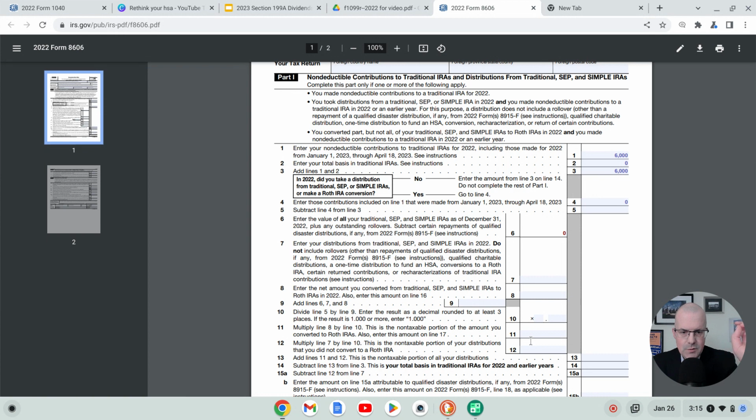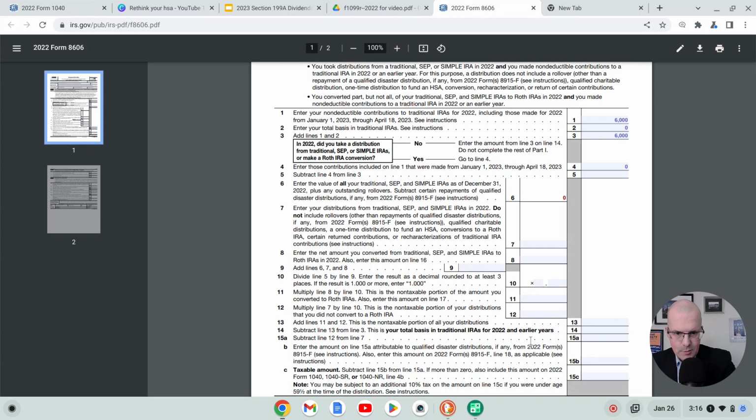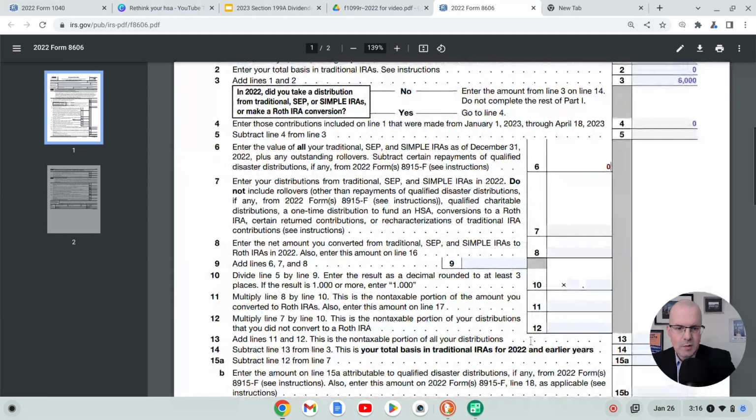And then what we do is we go to box 8, which is the net amount we converted from traditional, SEP and SIMPLE IRAs to Roths. Well, that was the 6,003. So we hit 6,003, and then we add up lines 6, 7, and 8, and that should be the 6,003. All right, and then what we're going to do is divide line 5, by the way, I didn't do some addition here. So this line 5 is 6,000 for our non-deductible IRA contribution, right?